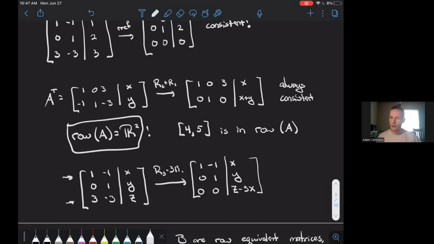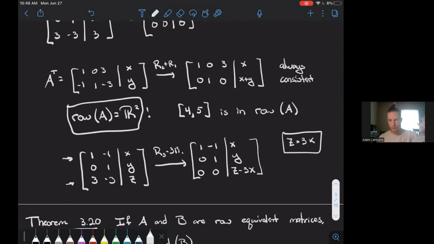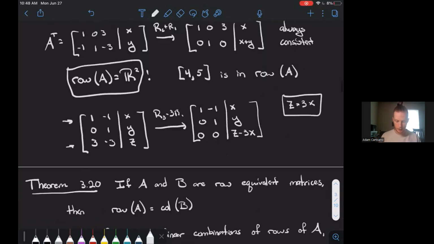And now we ask, for the column space of A, if we want to describe the column space of A, we need this system to be consistent. So in other words, z has to be equal to 3x. This is the equation of a plane in R3, and that is precisely the column space of A. Okay? So this is how we would go about describing the row space and column space of matrix A.